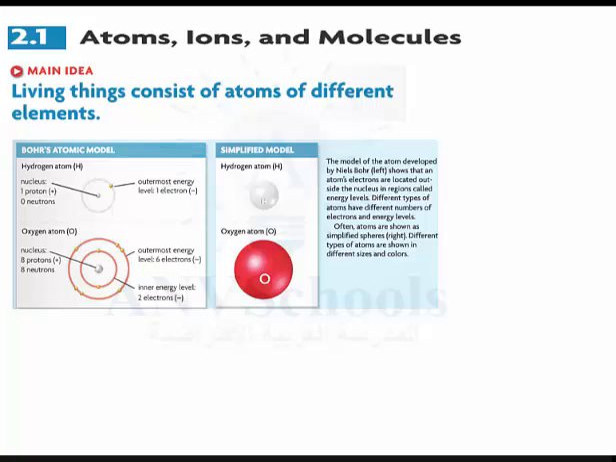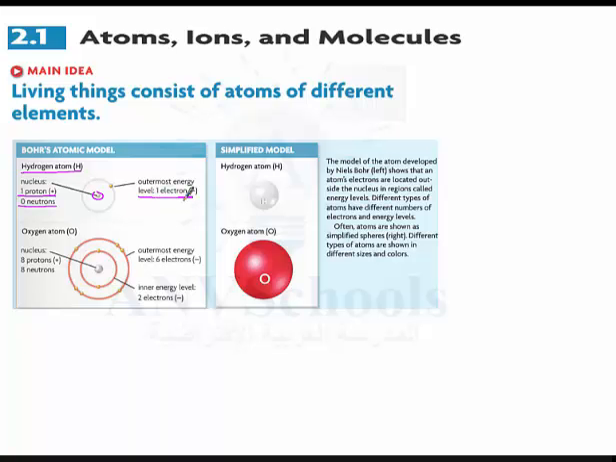For better understanding, we use scientific models. Here we have a hydrogen atom, and here we have an oxygen atom. A hydrogen atom, for example, has 1 proton and 0 neutrons in its nucleus. The outermost shell or energy level here has only 1 electron.